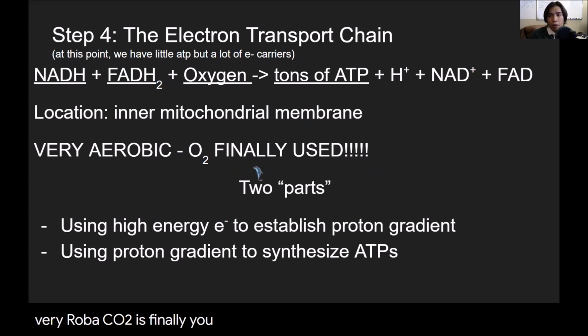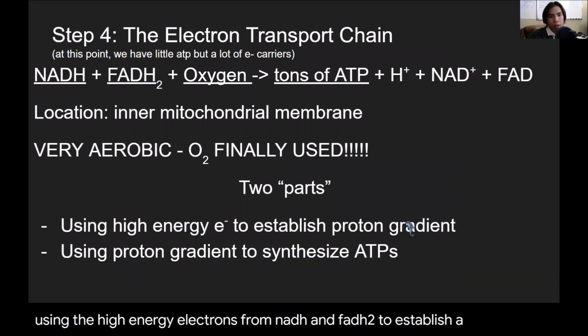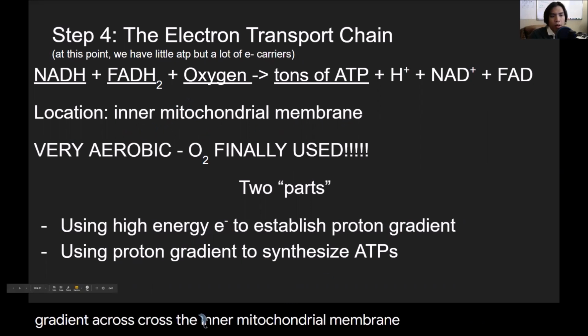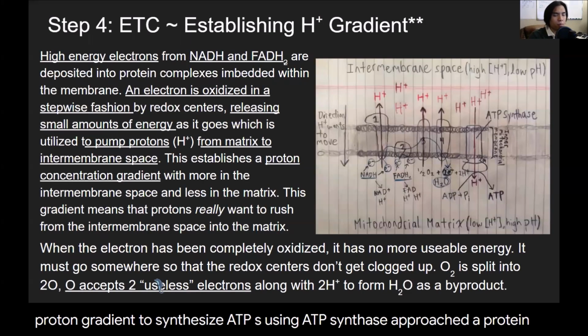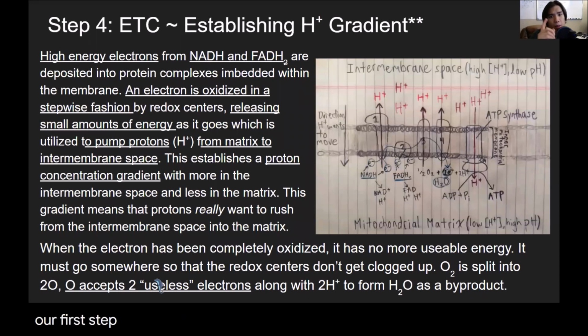O2 is finally used. There are 2 parts of the electron transport chain: using the high energy electrons from the NADH and the FADH2 to establish a proton gradient across the inner mitochondrial membrane, and using this created proton gradient to synthesize ATP using ATP synthase, a protein. So our first step is establishing that H+ gradient.